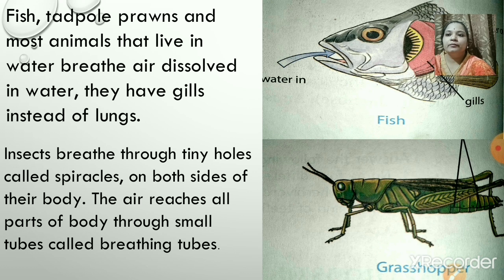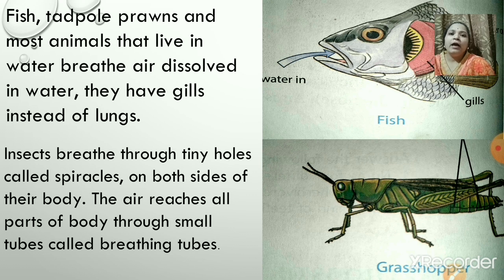Now, the fish. All of you know that the fishes live inside the water. They cannot breathe outside. In the same way, can we breathe inside water? No, we cannot, because our lungs or our respiratory organs are not adapted to breathe inside water. So, how does the fish breathe in the water?